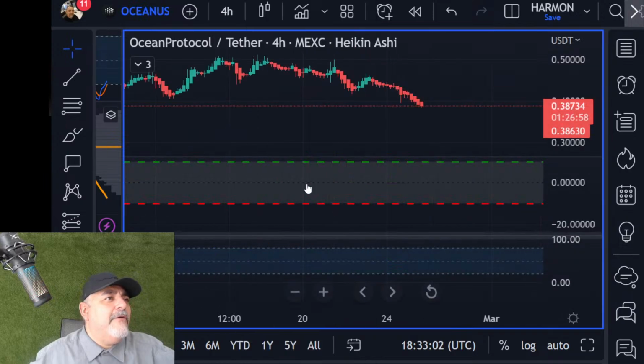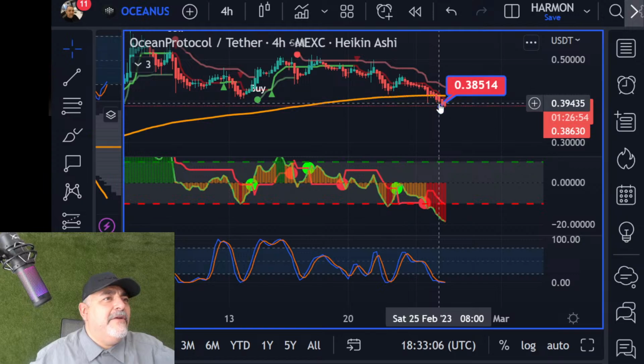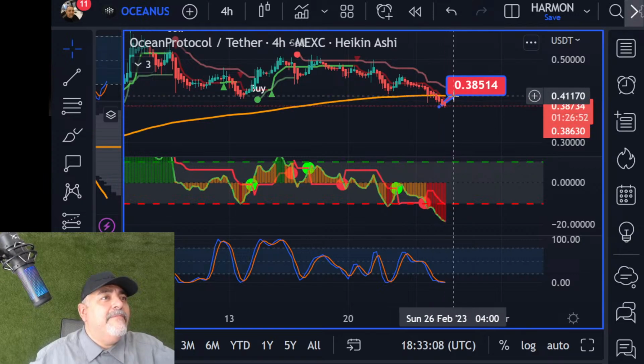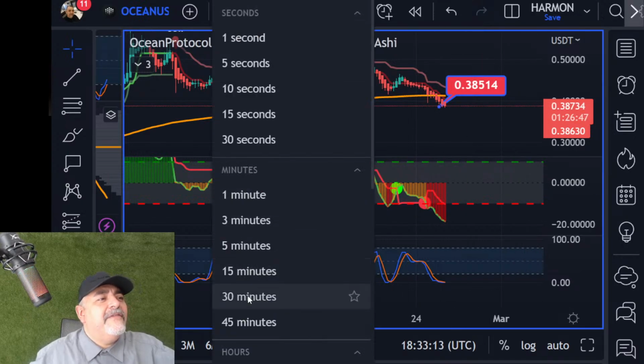Slide over to the 4 hour. Take a look at the 4 hour. We do have the 4 hour breaking the 200 moving average right here, meaning that we are now weak and we could bounce to the 200, get rejected and come back down. The RSI is also at its bottom, still showing weakness.